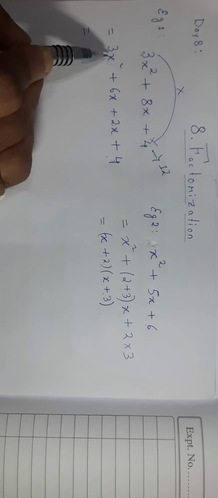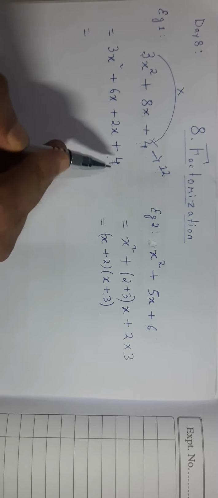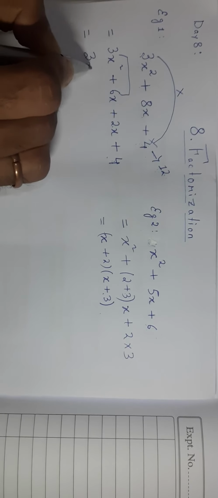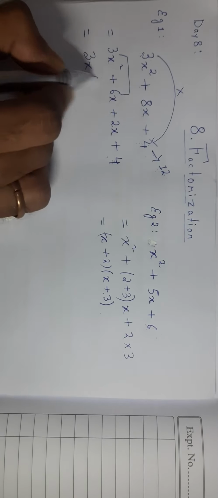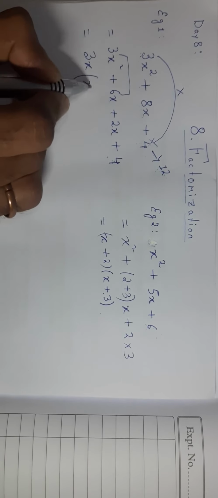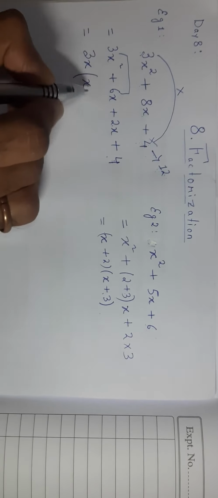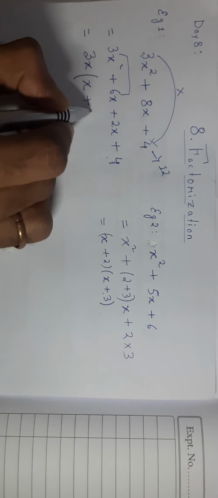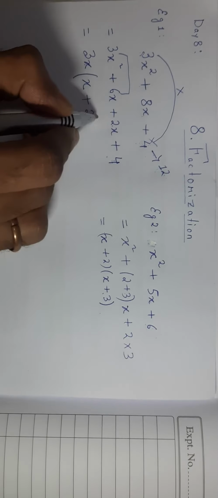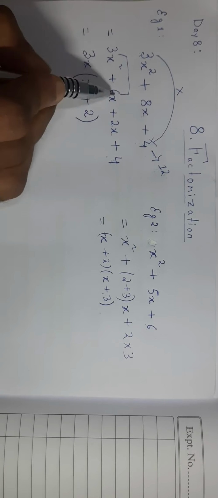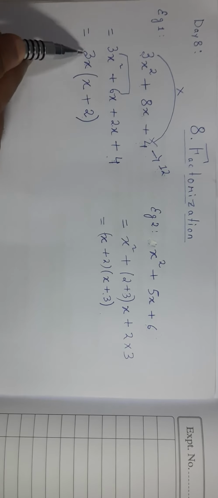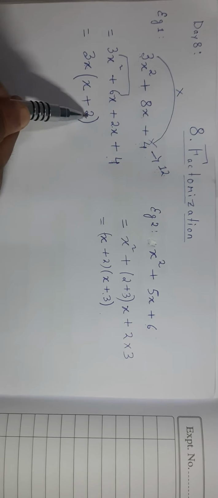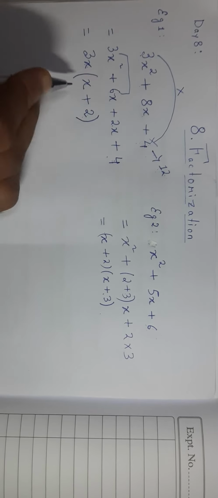Now, there are 4 terms, 1, 2, 3 and 4. So, from the first two terms, I can take 3x common. When I take 3x common, we are left with a single x. Then plus, from the second term, when you have taken 3x common, we are left with only 2. Close the bracket. You can verify it: 3x into x is 3x square, plus 3 into 2 is 6, and this x, so it is 6x.